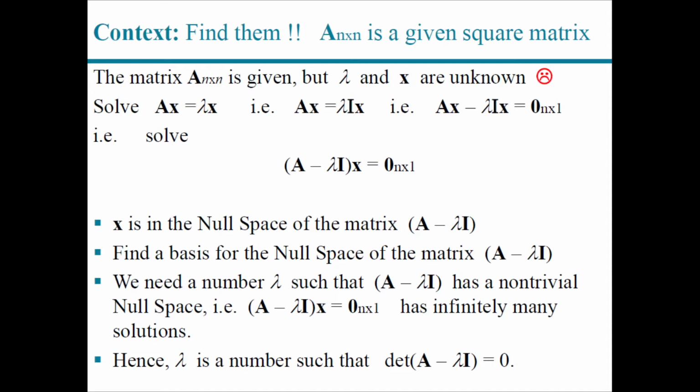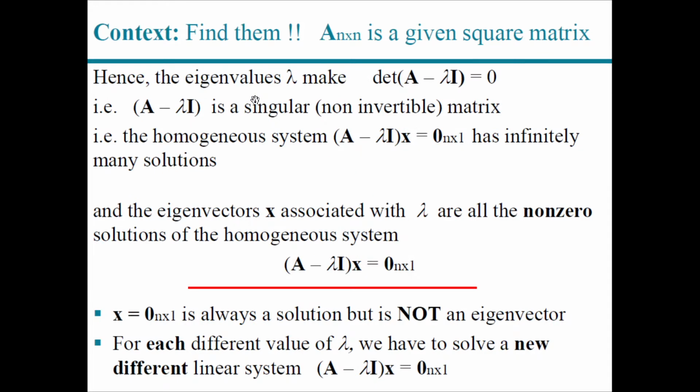Okay, so we made huge progress actually. Lambdas need to make this determinant equal to zero. That's amazing. So eigenvalues, lambda, make the determinant of A minus lambda I equal to zero, which means that the matrix A minus lambda I is singular, a non-invertible matrix. That means also that the homogeneous system (A minus lambda I)X equals zero has infinitely many solutions. Good. And the eigenvectors X associated with lambda are all the non-zero solutions, because I'm interested in non-zero solutions of this homogeneous system. Wow. So we made huge progress.